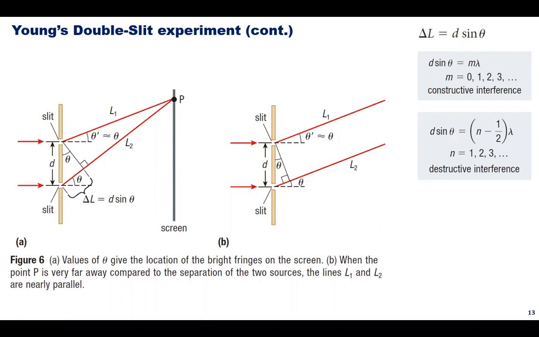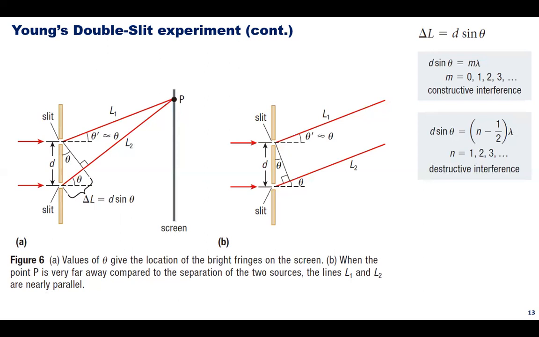Okay, so in figure 6a, values of theta give the location of the bright fringes on the screen. And as shown in figure 6b, when the point P is very far away compared to the separation of the two sources, the line L1 and line L2 are considered nearly parallel, okay? So to simplify the analysis in figure 6, we assume that the screen is a long way from the slits. In that case, L is very large compared to D.